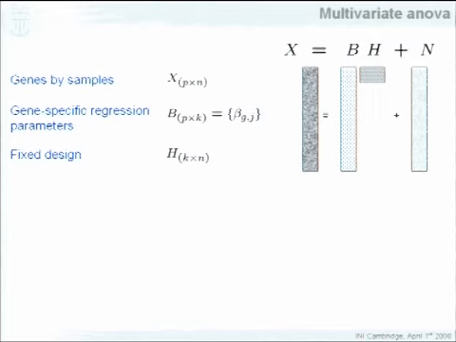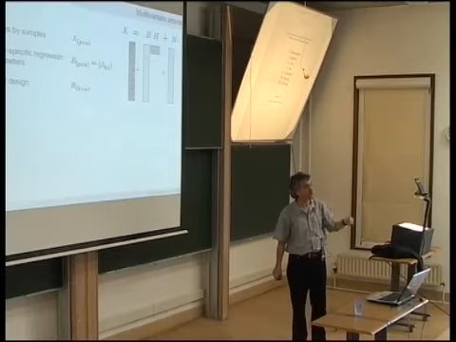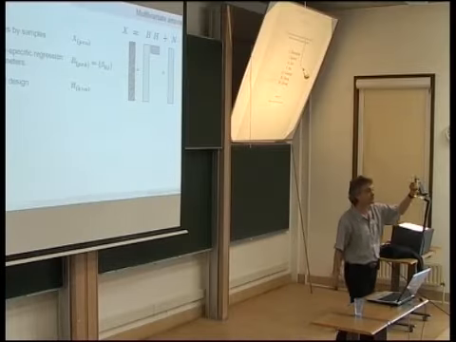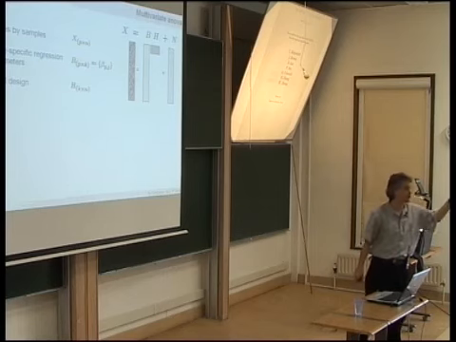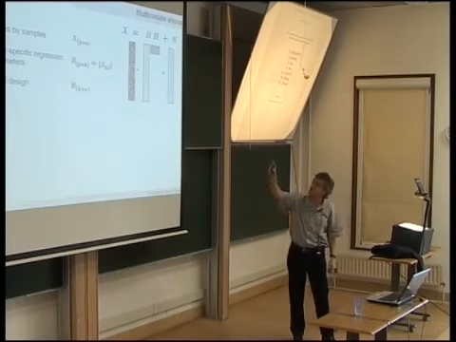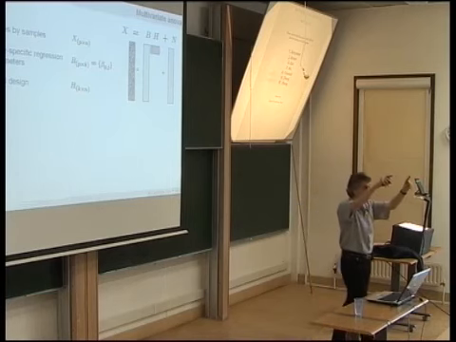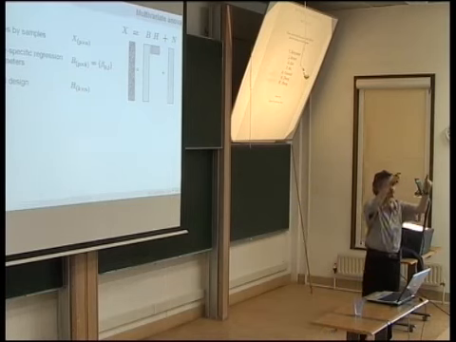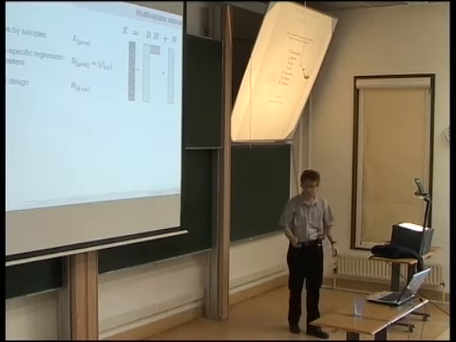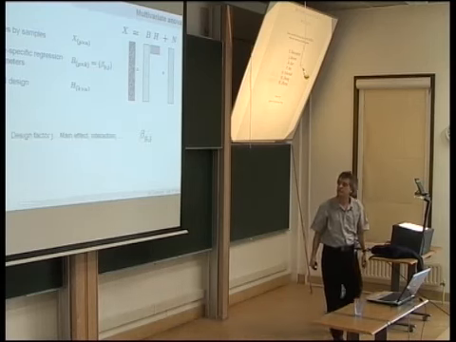So j equals 1 is MYC. Beta G1 is the expected change in expression of gene G as a result of that MYC intervention. Beta G2 is RAS, et cetera. So there's a set of parameters for each gene, a big matrix, tall, skinny matrix. We want to estimate that matrix. That's part of the statistical problem.